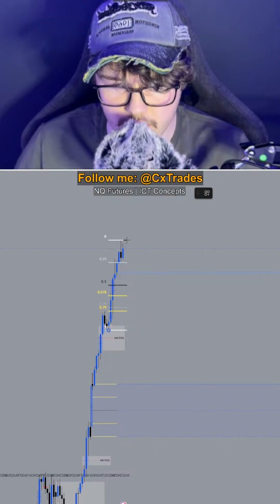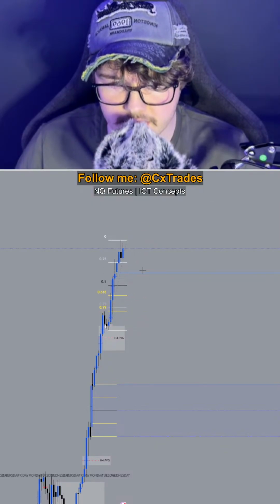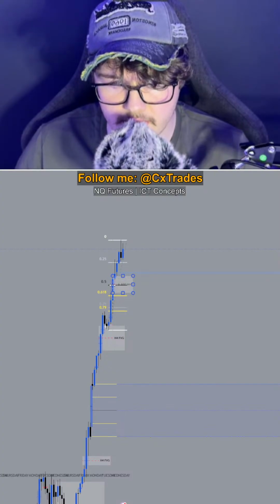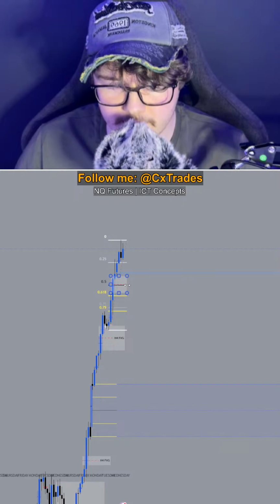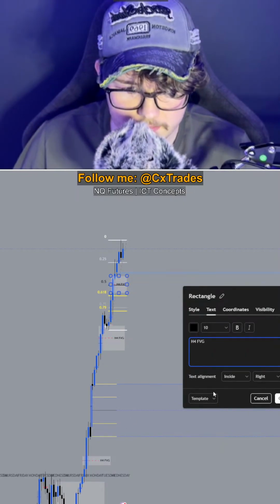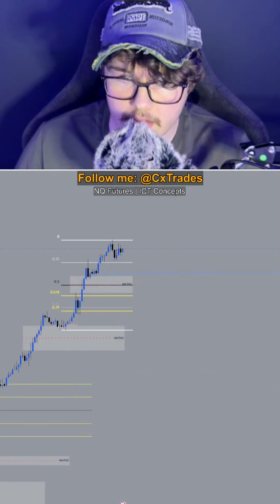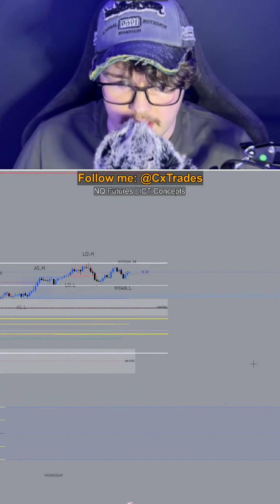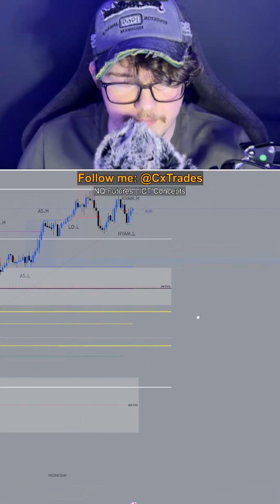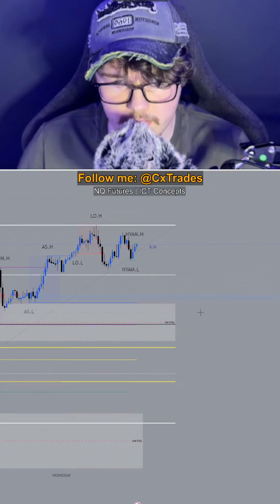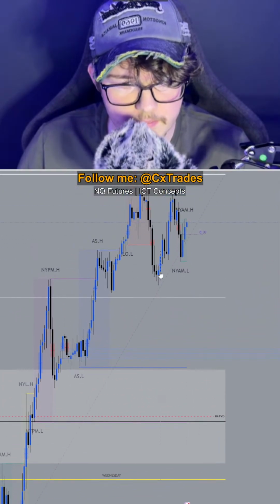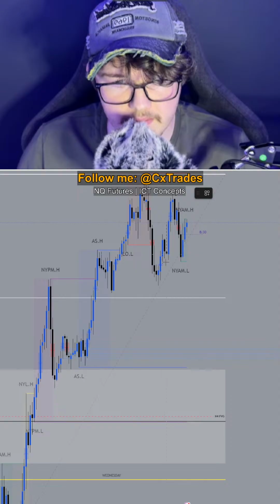I'll draw out the range there regardless. So we do have this one here, which is in discount. We can mark this up on the off chance we do get a retracement. And then we'll drop down to the 15-minute as always. It looks like we have an SMT here. The M15.